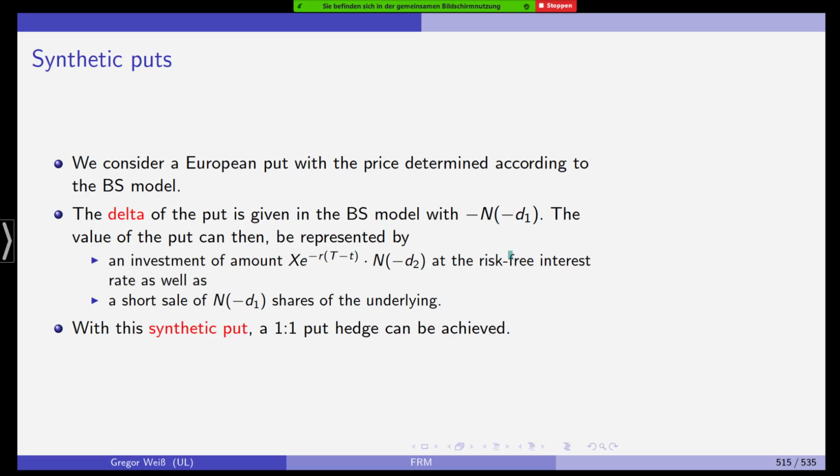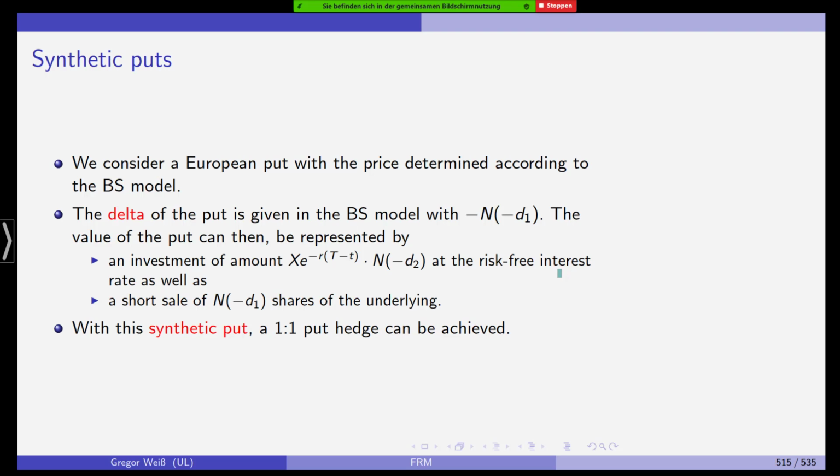Now, we can also do a synthetic put. We consider a European put with a price determined according to the Black-Scholes model, and the delta of the put is given in the Black-Scholes model with minus the standard normal distribution function value at minus d1. The value of the put can be represented by an investment of amount X times the exponential function and so on in the risk-free investment, and a short sale of N of minus d1 shares of the underlying. And thus we get a synthetic put.